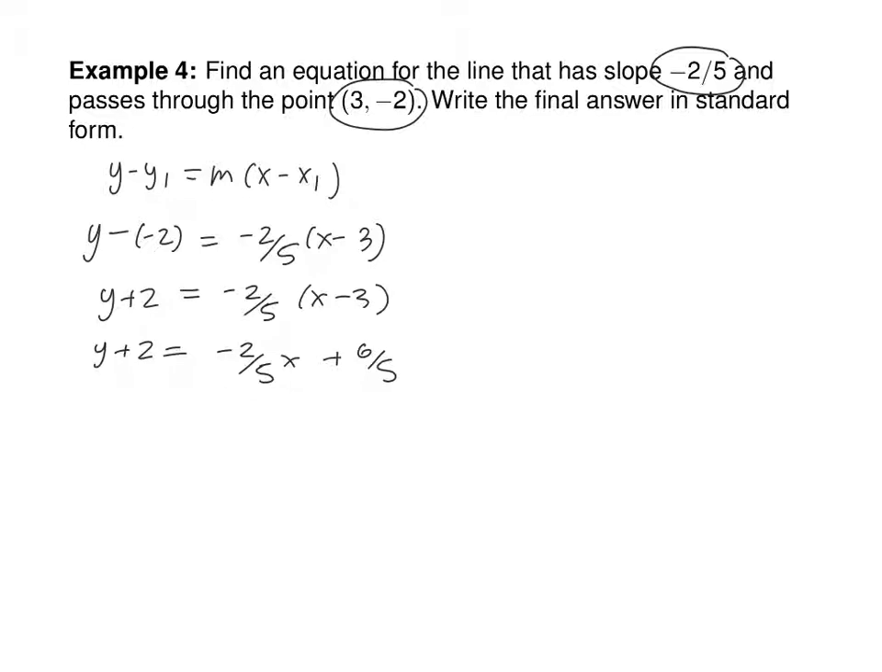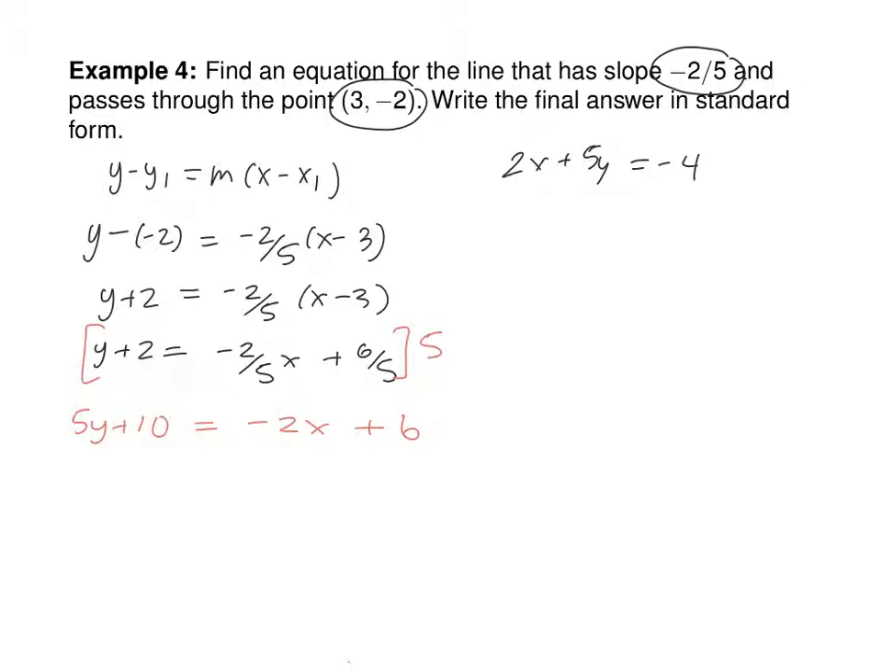And I don't know about you, but fractions, do you want to get rid of them? Sure. What would we do to get rid of them? Multiply by 5. On both sides of the equation, right? So on the left side, we have 5y plus 10 equals negative 2x plus 6. Okay, and then standard form has the x's and y's on one side and the numbers on the other. So if I say 2x plus 5y equals negative 4, does it make sense how I got that?